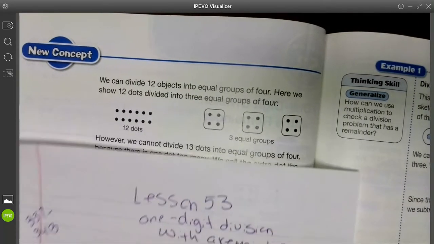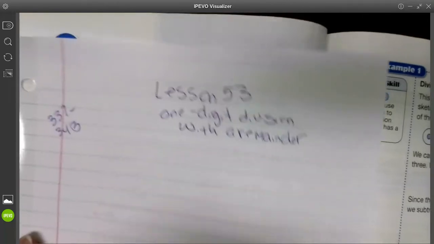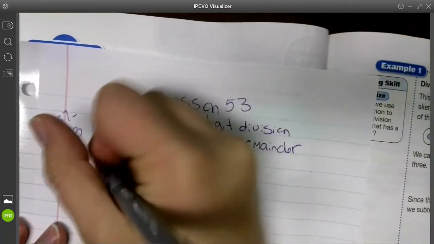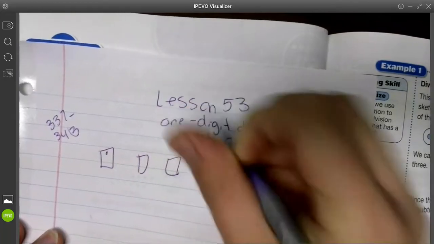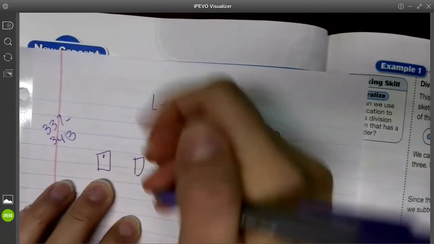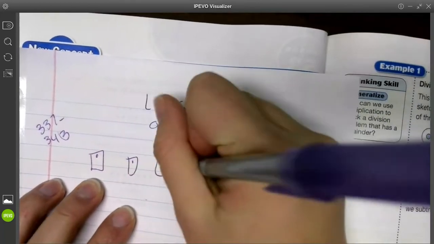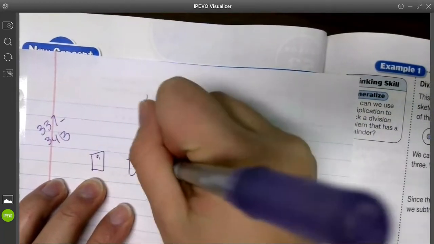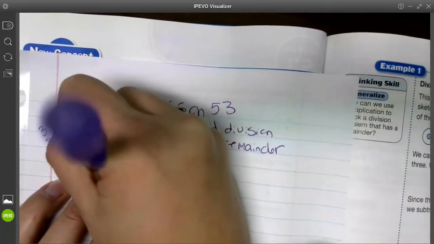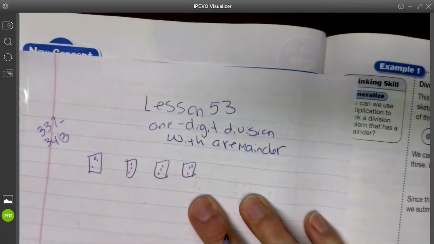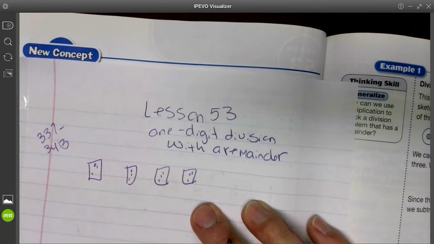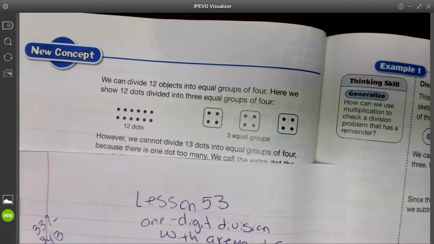One way you can do this if you're drawing is, they're telling us there's 4 groups, so I'm going to draw 4 boxes. Then I'm just going to count 12 dots. So 1, 2, 3, 4, 5, 6, 7, 8, 9, 10, 11, 12. So we can see that in each group there are 3 dots, right?